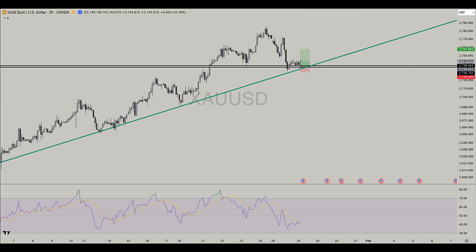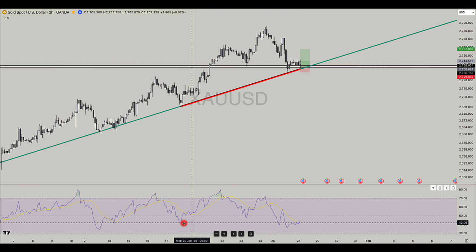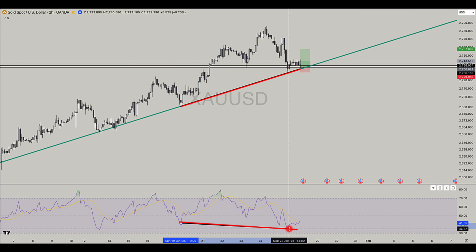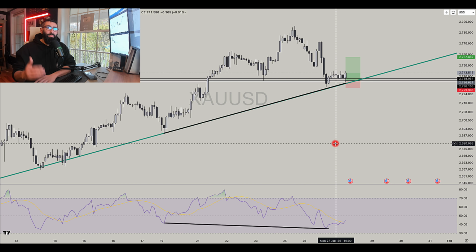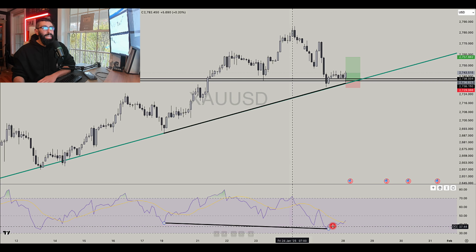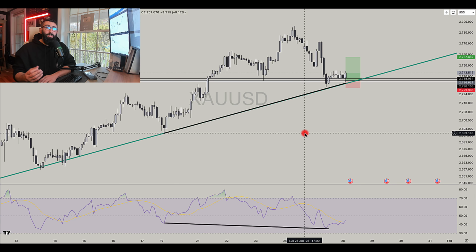So just to give you an example, price is creating higher lows, but in that same region, the RSI is creating lower lows. Just to clarify, folks, a divergence is where you have an opposite form of structure between the indicator and the market. Divergences are extremely effective when used properly.